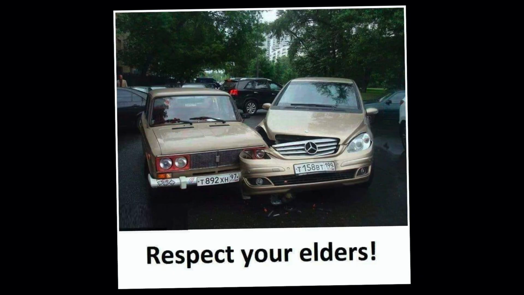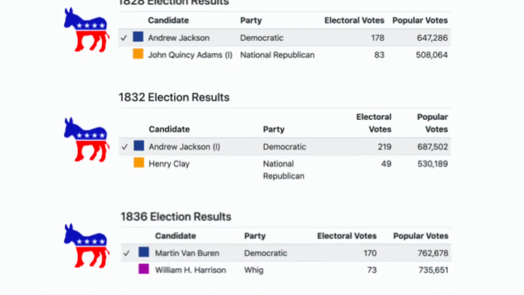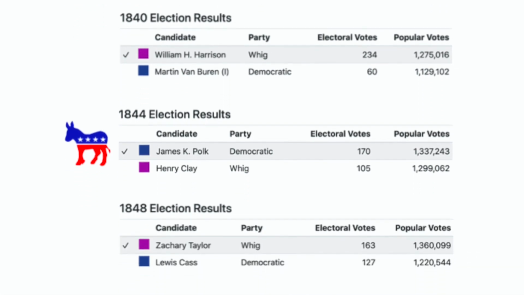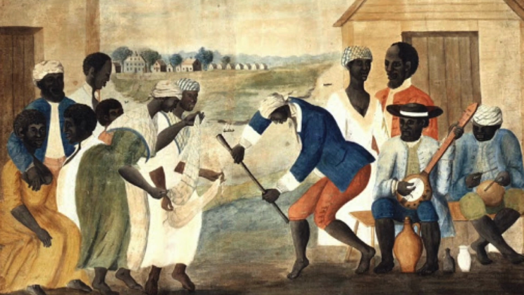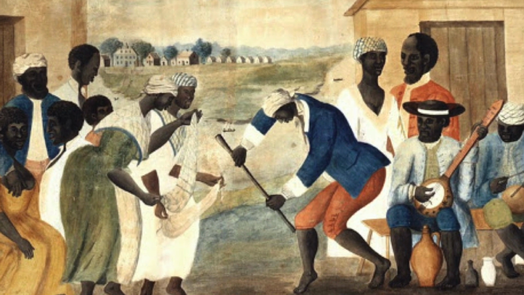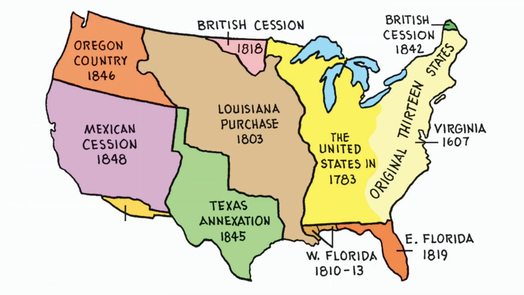Let's start with the Democrats because they are the older of the two, and I was taught to respect my elders. Okay, so founded in 1828, the Democratic Party enjoyed a lot of electoral success from the get-go, winning all but two presidential elections between 1828 and 1856. And during this time, the party's main policy priorities were maintaining slavery to support the agrarian-based economy of the South and the westward expansion of the United States.